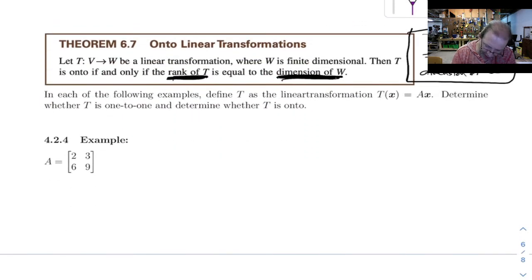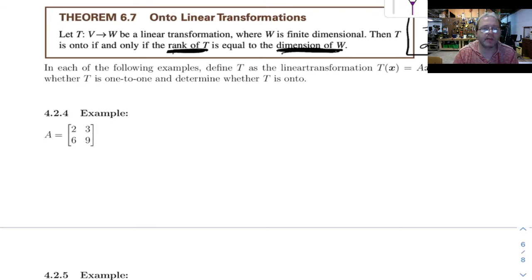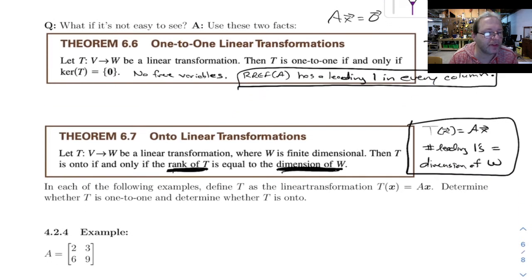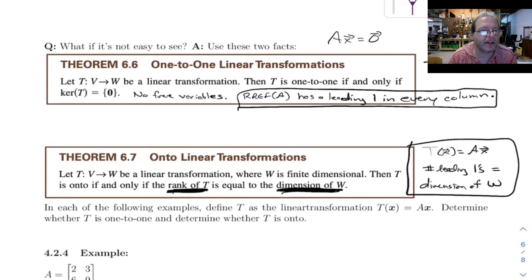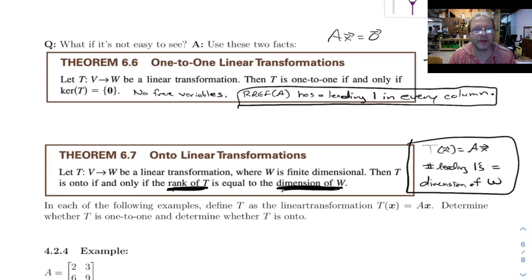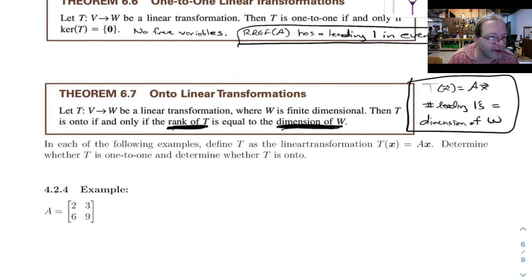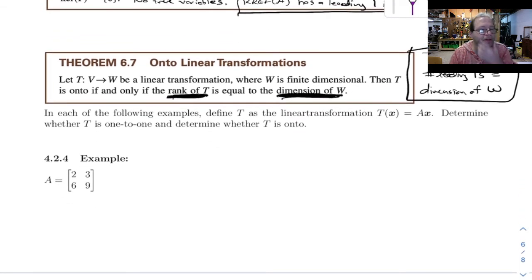So let's look at some examples here. I want to go through these examples, and as far as just getting the answer, really all we're going to be doing is looking at the number of leading ones in the reduced row echelon form and checking these things. But I'm going to give some explanation with them too, because comparing it to these definitions or theorems, I mean, it's good for getting the answer, but it's not good for understanding. So let's look at this.